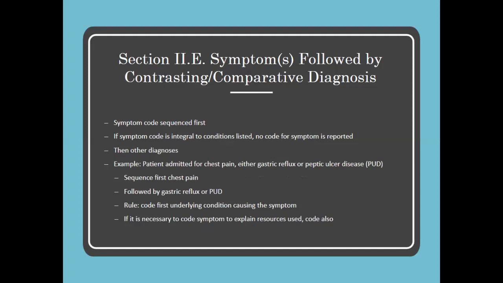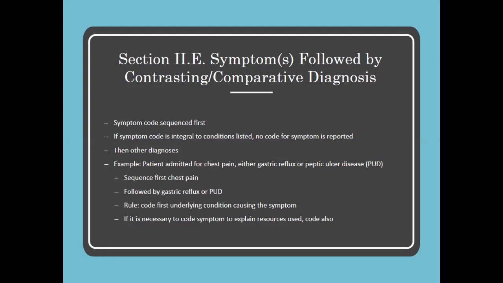Symptom code sequenced first. If a symptom code is integral to conditions listed, no code for symptom is reported. Then other diagnoses. Example: patient admitted for chest pain, either gastric reflux or peptic ulcer disease. Sequence first chest pain, followed by gastric reflux or PUD. Rule: code first the underlying condition causing the symptom. If it is necessary to code the symptom to explain resource used, code it also.